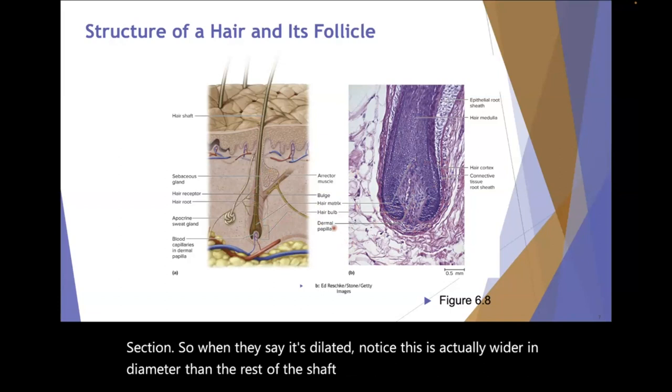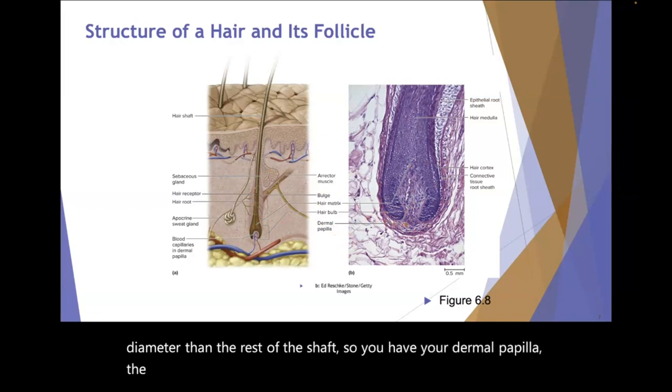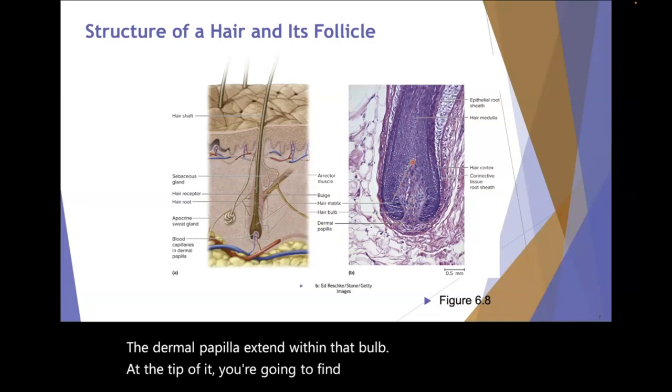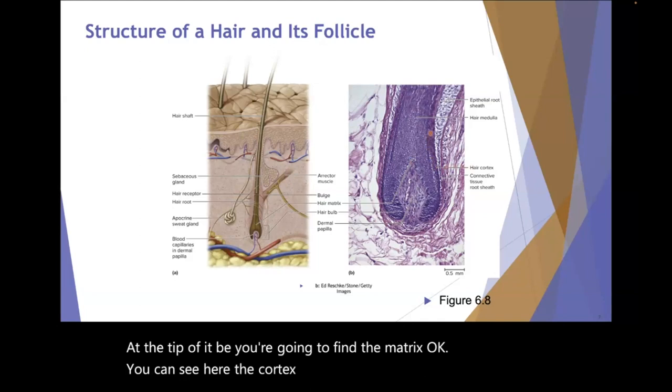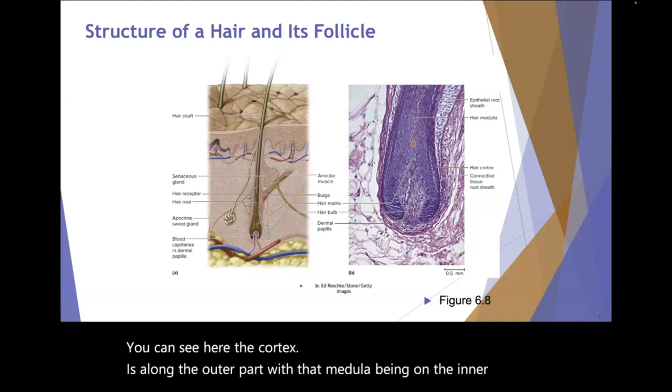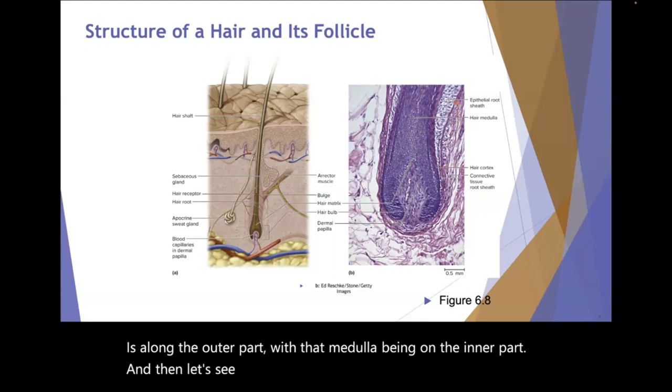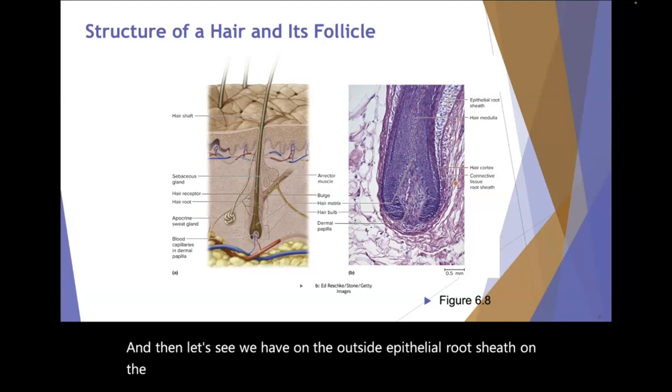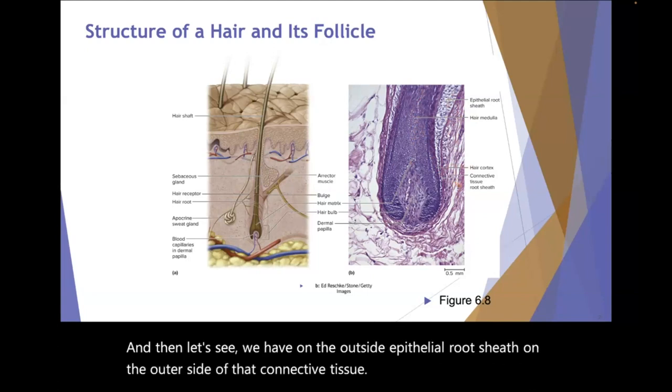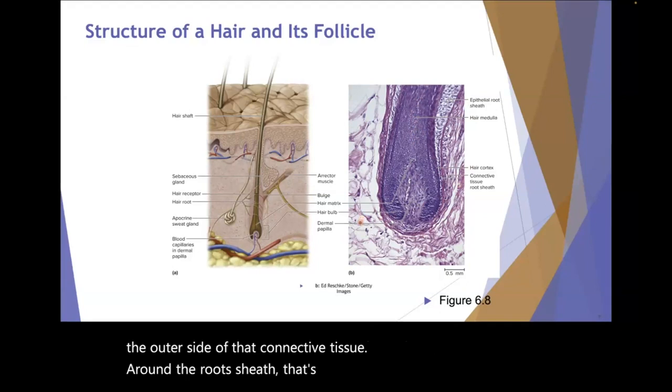So you have your dermal papilla. The dermal papilla extends within that bulb. At the tip of it, you're going to find the matrix. Okay. You can see here the cortex is along the outer part, with that medulla being on the inner part. And then let's see, we have on the outside the epithelial root sheath, on the outer side of that, connective tissue around the root sheath. That's a hard word to say, yeah.